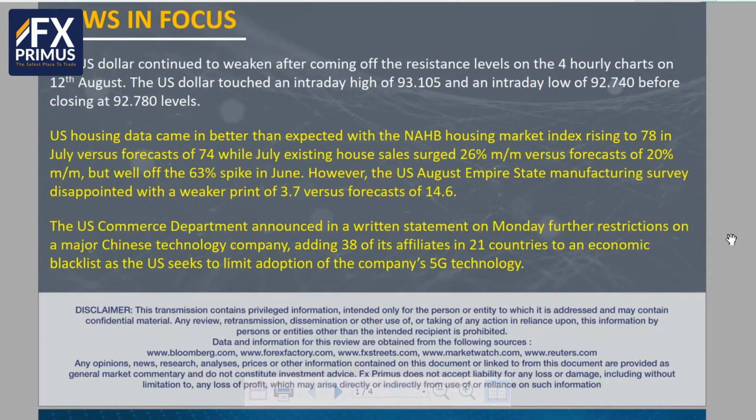We had the National Association of Home Builders announcing their US housing data. The numbers came in better than expected, coming in at a reading of 78 versus market forecast of 74. With July existing home sales also rising by 26%, much better than the market forecast of a rise of 20%. Okay. Yesterday also we had the US Empire State Manufacturing Index numbers. However, the numbers came in at a very disappointing 3.7 reading versus market forecast of a 14.6.